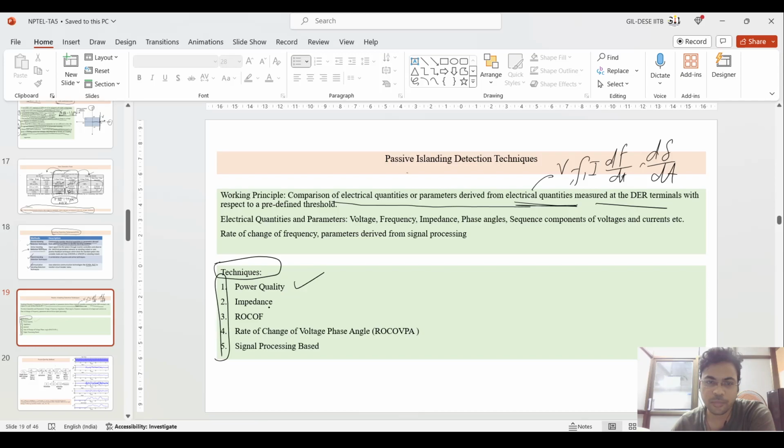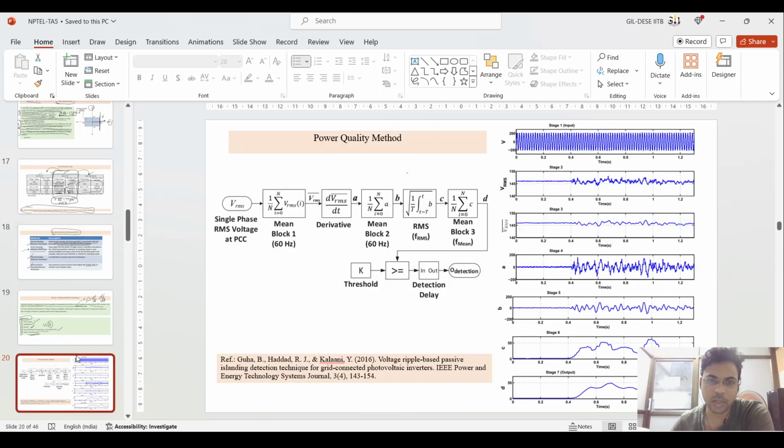Okay. So coming to these techniques, how many types of techniques are there? There are 5 major techniques. One is power quality, then impedance, then ROCOF. ROCOF is the rate of change of frequency. And fourth is the rate of change of voltage phase angle, that is, voltage angle delta. That rate of change of delta is ROCOVPA. And last is the signal processing based system.